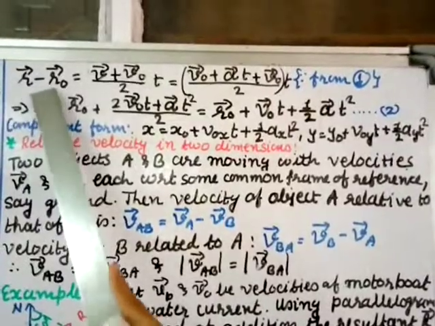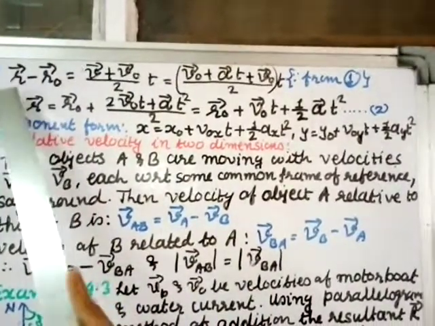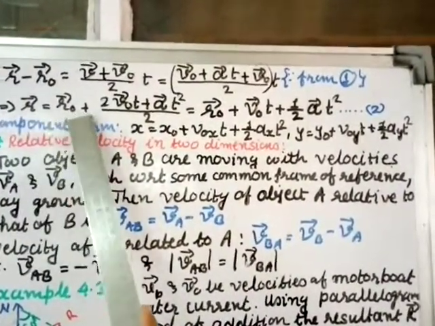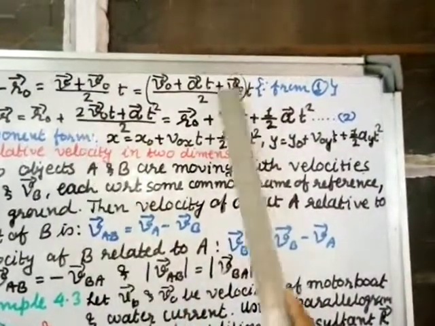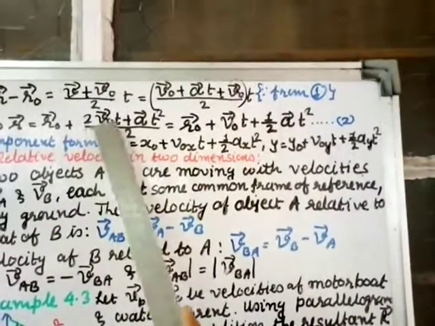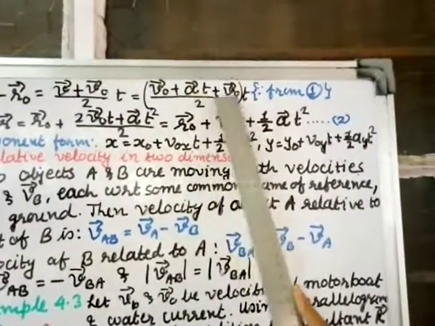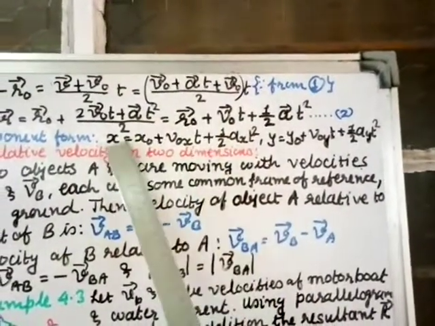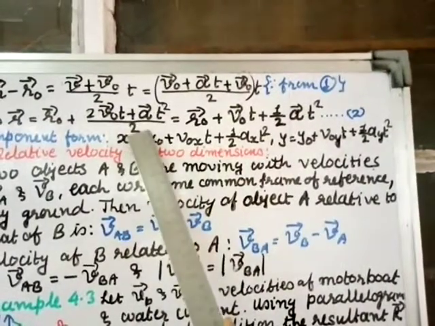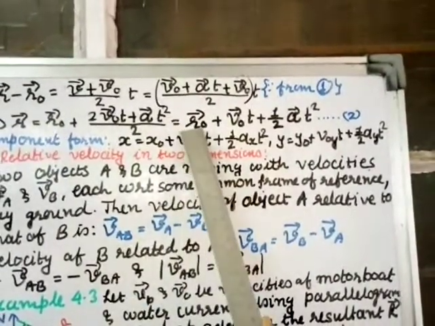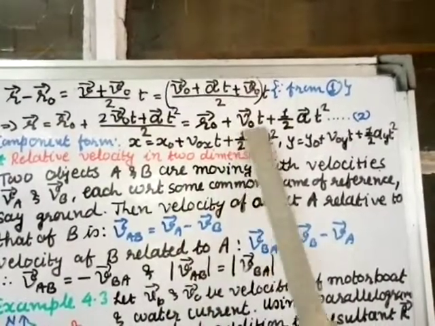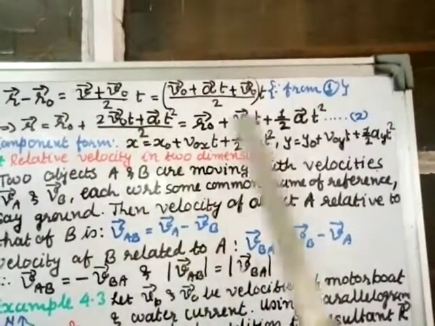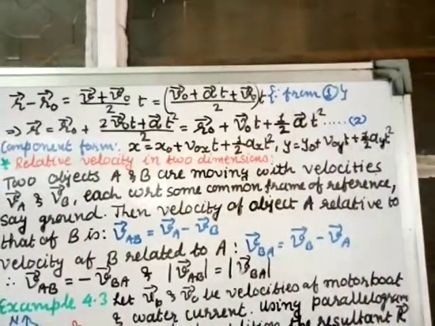This negative r0 transferred over here becomes positive, and here remains r equal to r0 plus, now v0 plus v0 gives you 2 v0, multiplied by t, so it is 2 v0 t, plus a into t gives you a t square, divided by these 2. Divide both these terms by 2, so r equals r0 as it is, 2 v0 t by 2, the 2 cancels, so here remains v0 t plus 1 by 2 a t square. Call this equation 2.